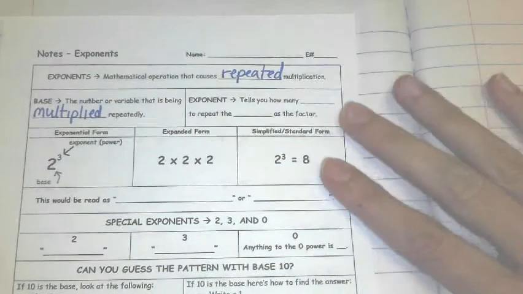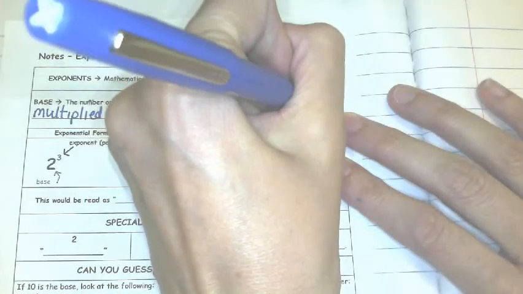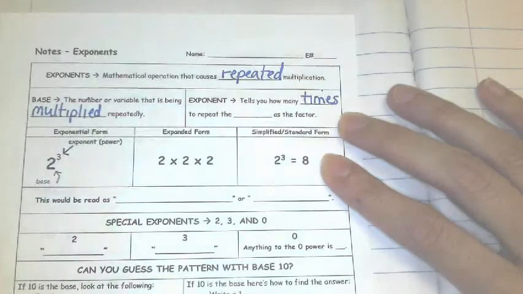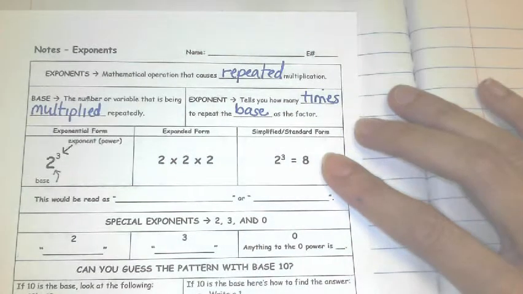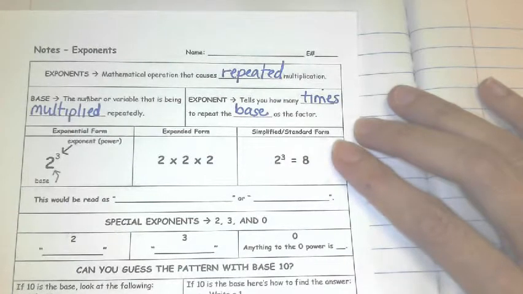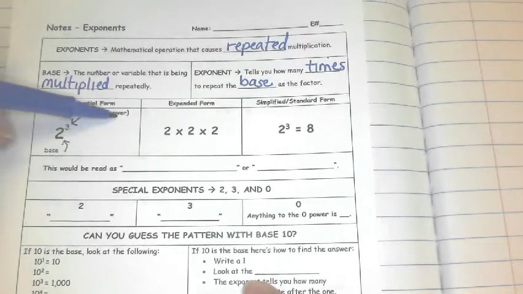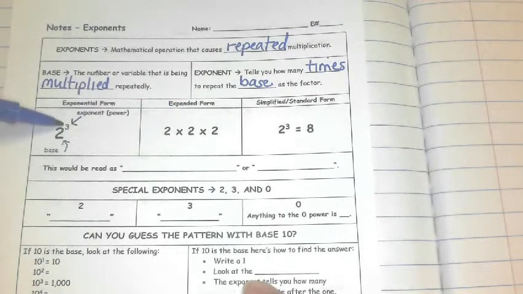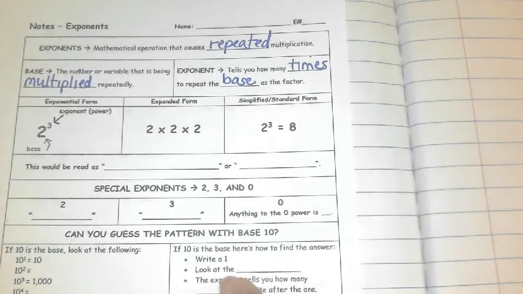And then you have your exponent that tells you how many times to repeat the base as the factor. So the base is what's being multiplied. The exponent tells you how many times to multiply the base. Okay? So again, two parts. You got your exponent, your power, which is your little number, and you have your base, which is your bigger number. So this is 2 raised to the third power. Okay? That's an exponential form. Alright, so base and exponent.